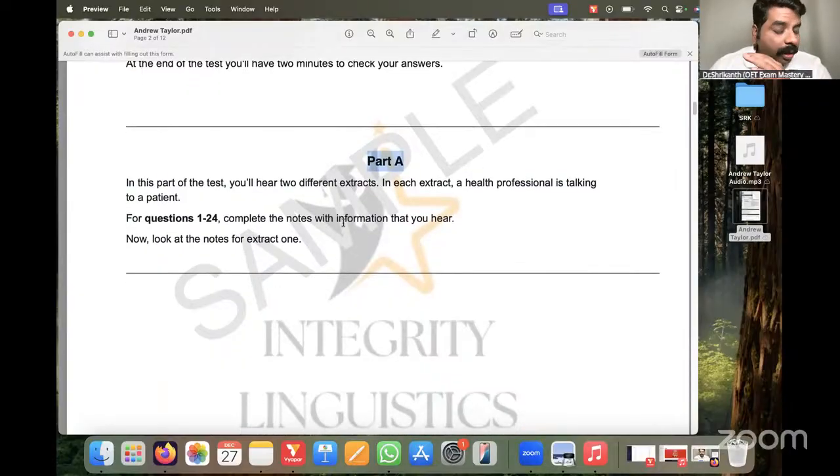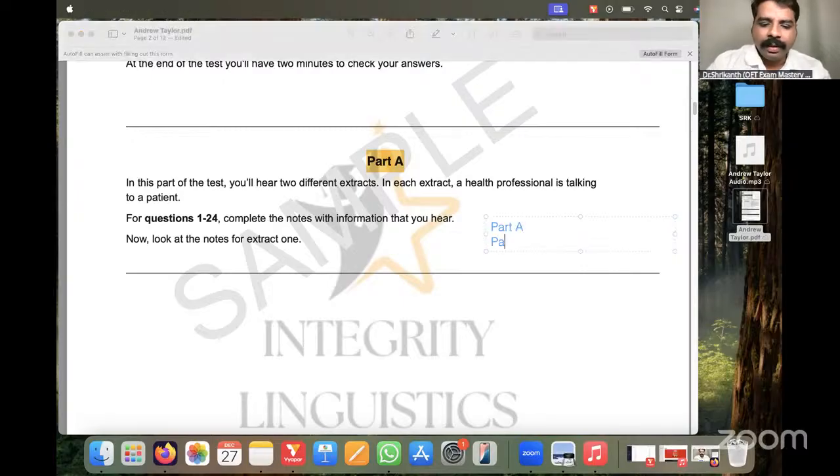Those who are completely new to OET, please understand that the OET listening test has three parts. We have listening Part A, listening Part B, and listening Part C. Listening Part A has 24 questions, listening Part B has 6 questions, and listening Part C has 12 questions.